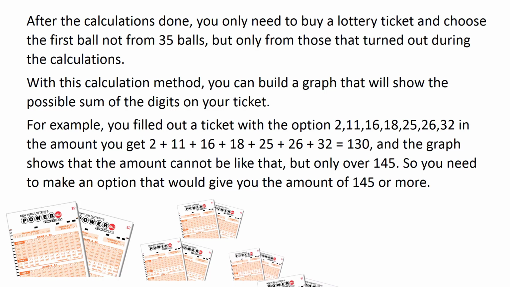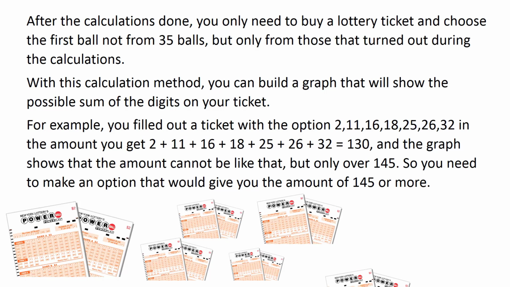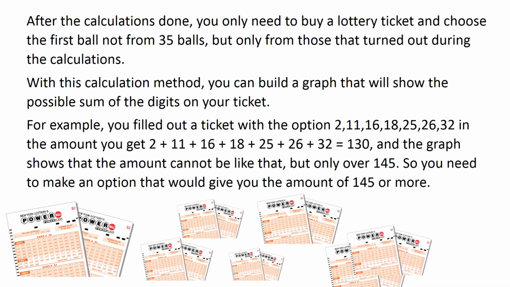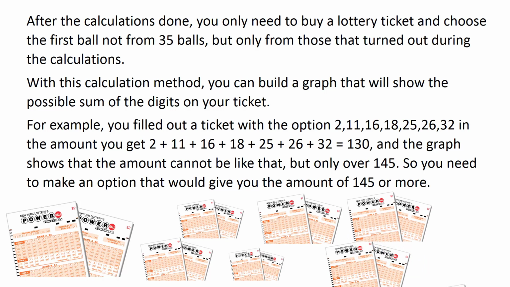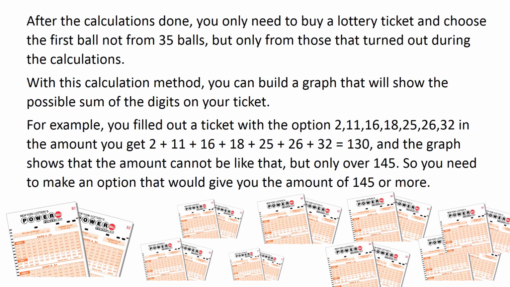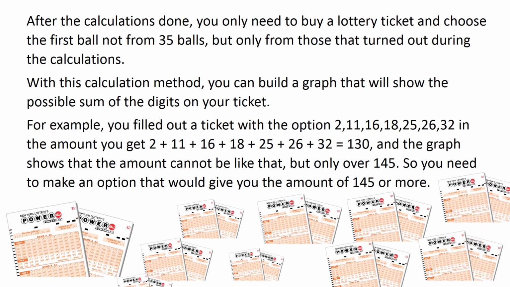For example, you filled out a ticket with the option 2, 11, 16, 18, 25, 26, 32. In sum you get 2 plus 11 plus 16 plus 18 plus 25 plus 26 plus 32, 130. And the graph shows that the amount cannot be like that, but only over 145. So you need to make an option that would give you the amount of 145 or more.